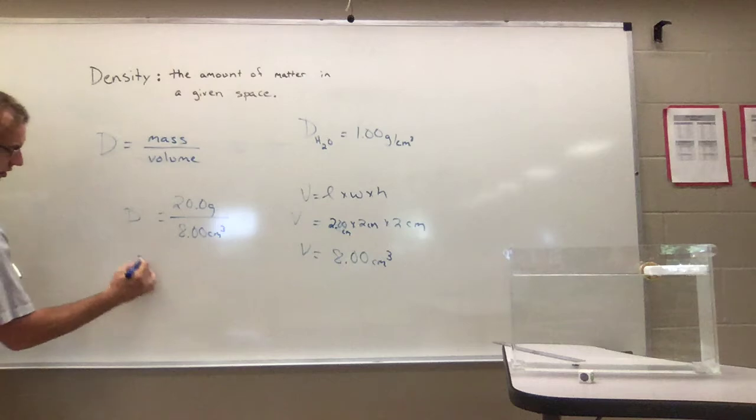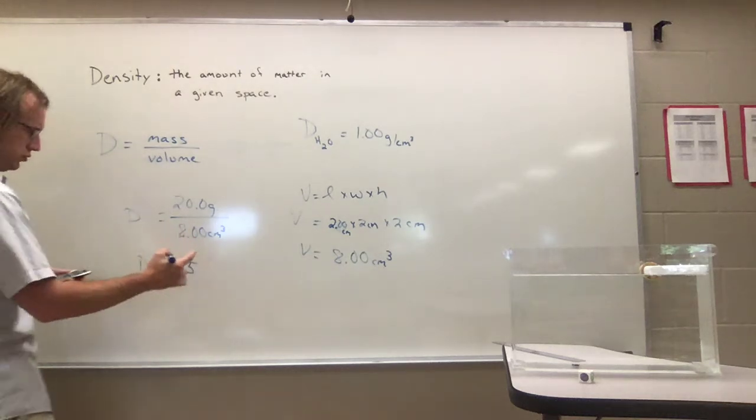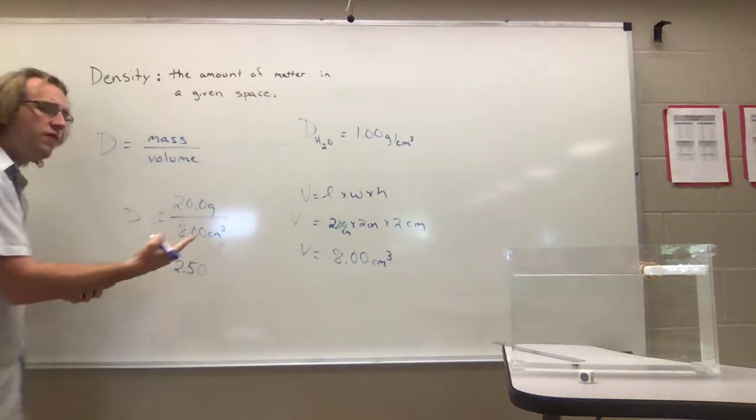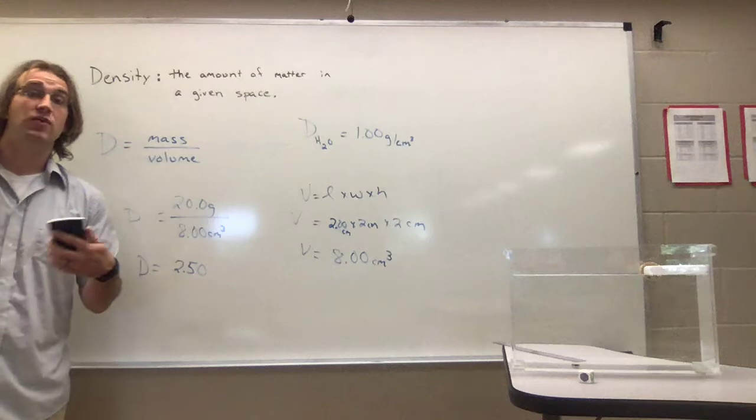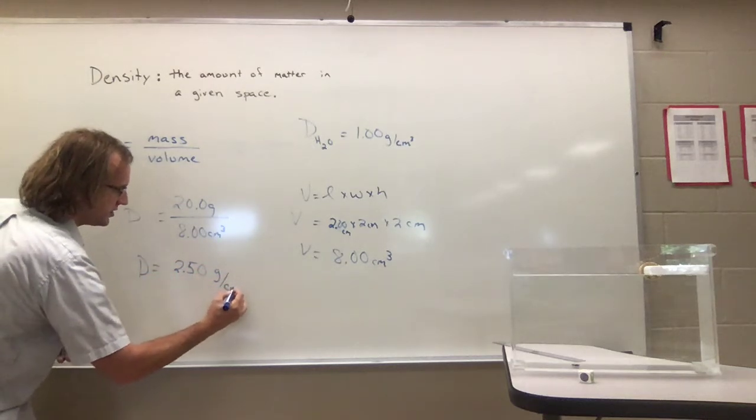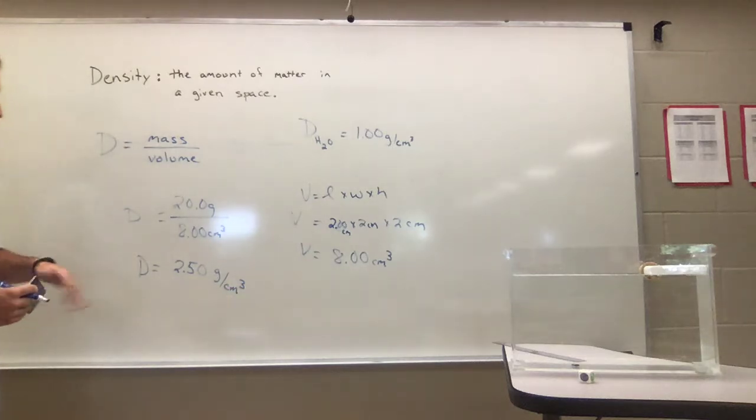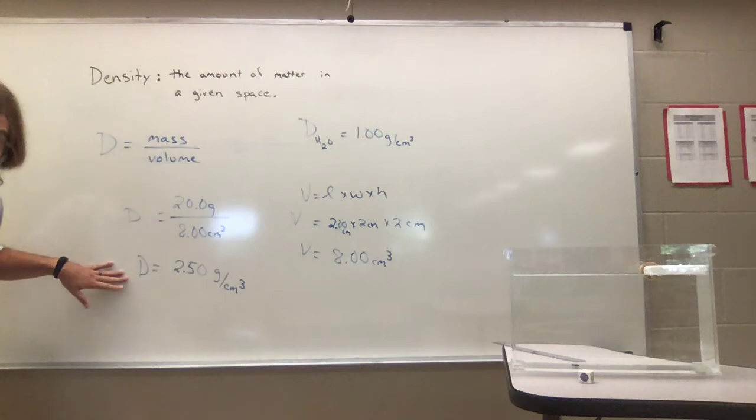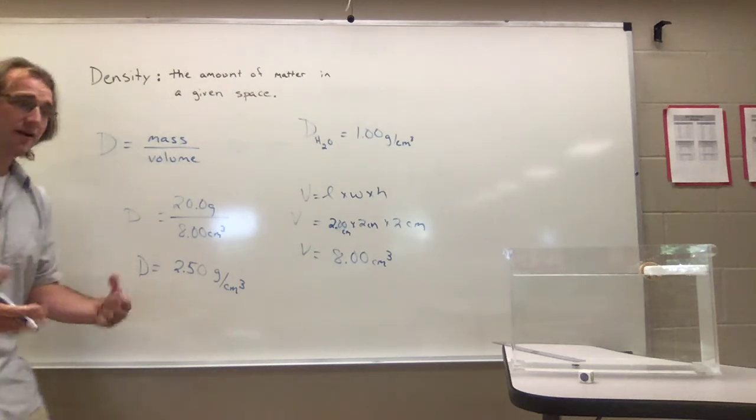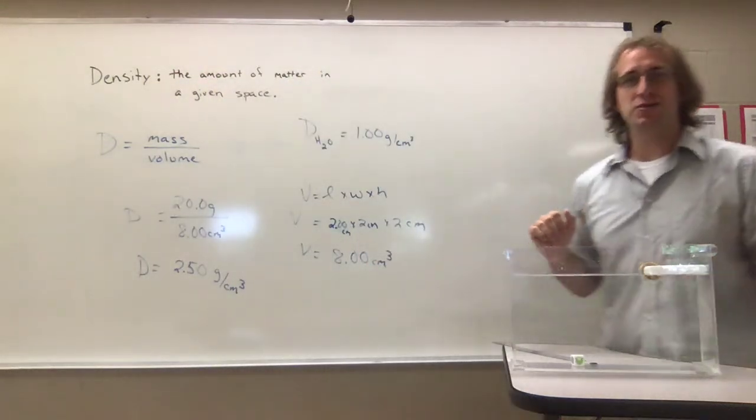The density for this particular die comes out to 2.50. Three sig figs. And we've got grams over centimeters cubed. We call this a derived unit. These stick around. Grams per centimeter cubed would be our final density unit for this particular substance. This number is bigger than 1, therefore we know it is more dense than water. We know that when we put it into our tank, it sinks on down to the bottom.